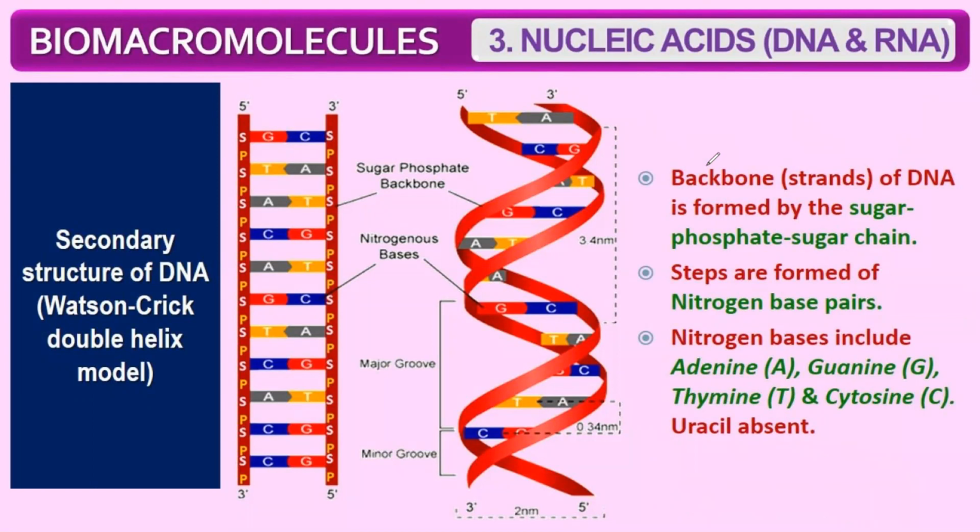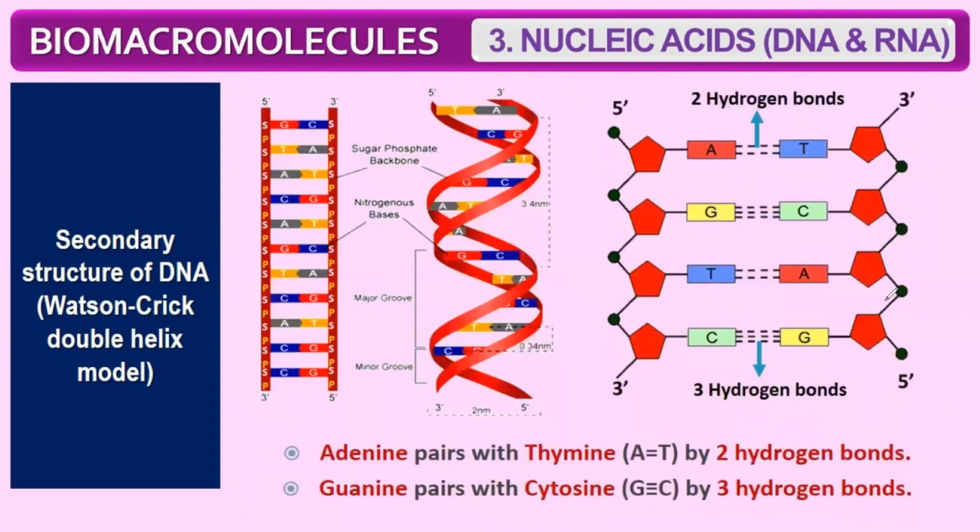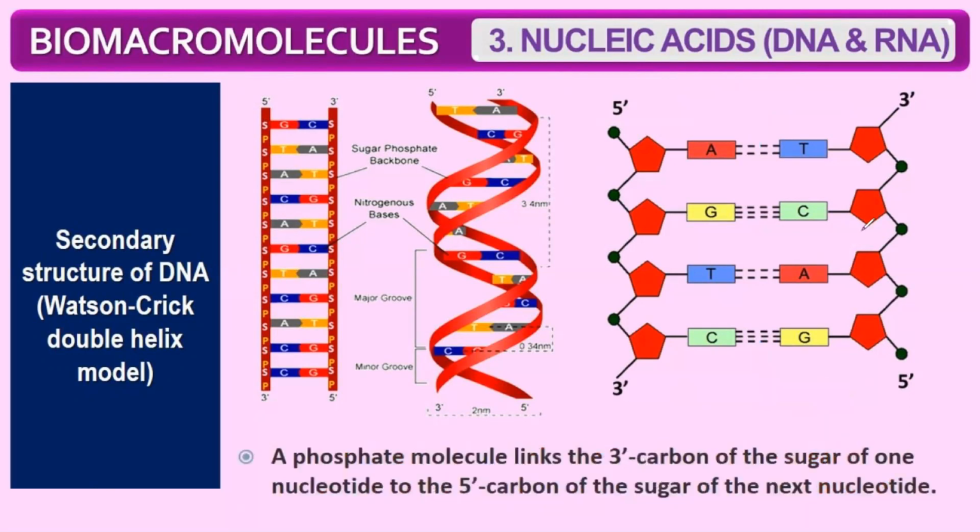Nitrogen bases include adenine, guanine, thymine, and cytosine. Uracil is absent in DNA, but uracil is present in RNA. Adenine always pairs with thymine, that is A double bond T by 2 hydrogen bonds, and guanine pairs with cytosine, G triple bond C by 3 hydrogen bonds.